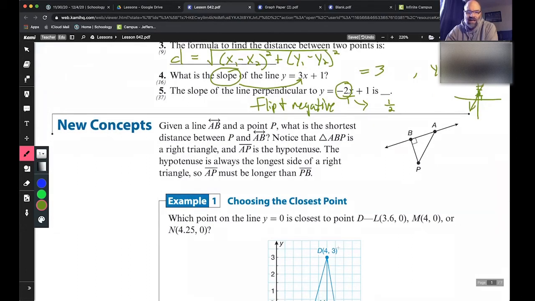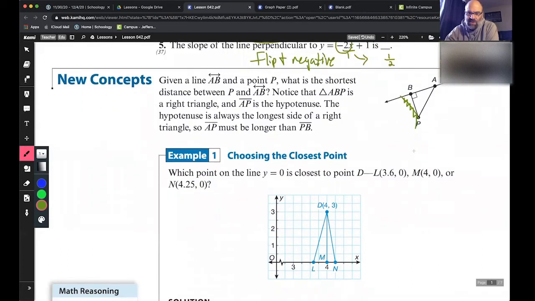So given a line AB and a point P that's not on the line, the shortest distance between P and AB is the perpendicular distance. You can draw other lines that go from P to that line, but they're going to be longer than the one that's perpendicular to the line. So the shortest distance is going to be the perpendicular distance. All right. So the closest point.